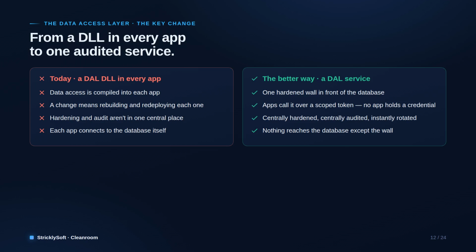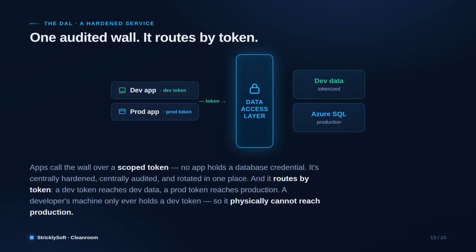The stronger model: the data access layer becomes a hardened service, one audited wall in front of the database, centralized, hardened, and audited in a single place. Applications call that wall over a scoped token, so no application ever holds a database credential. It's centrally hardened, every query parameterized, no schema changes, injection blocked. It's centrally audited, every query logged, and it can be rotated instantly in one place.